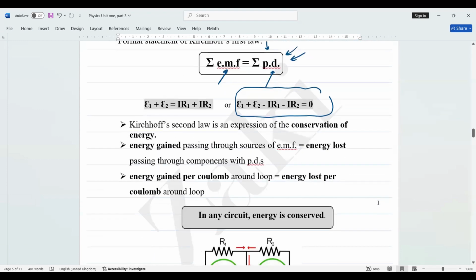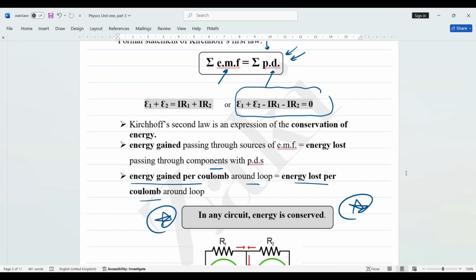Okay, so here energy gained passing through the source equals energy lost passing through the component. Then the energy gain per coulomb around the loop equals the energy lost per coulomb around the loop. Then the energy is conserved. So in any circuit, energy is conserved. So remember, in Kirchhoff's first law, we have the point or the word junction. In Kirchhoff's second law, we have the word loop. Kirchhoff's first law, charge is conserved. Kirchhoff's second law, energy is conserved.